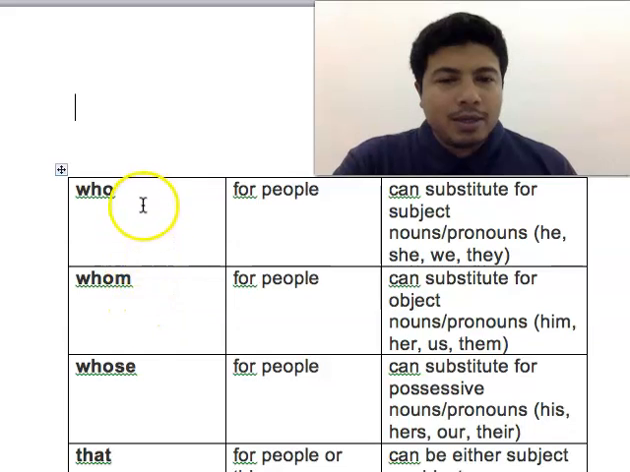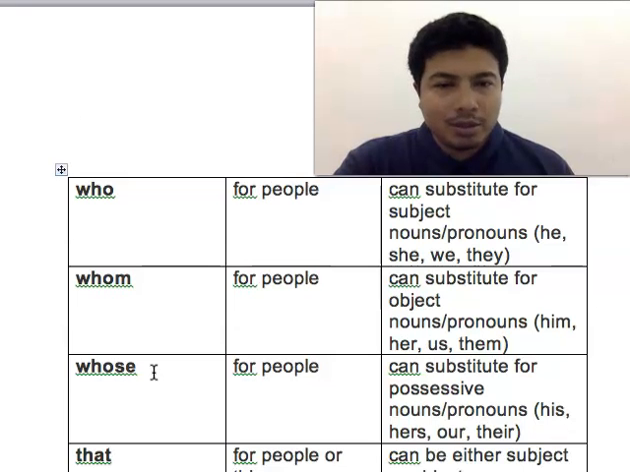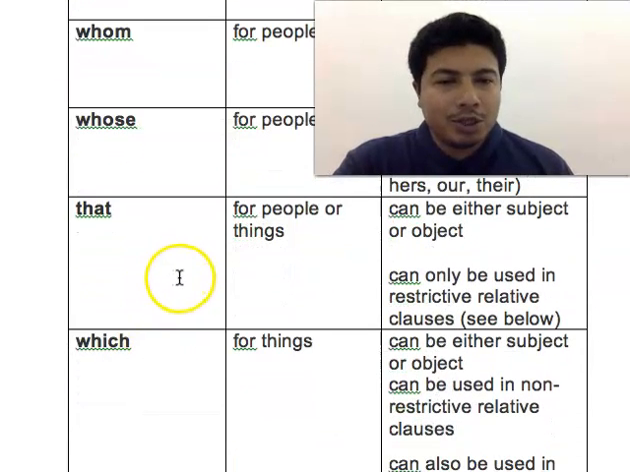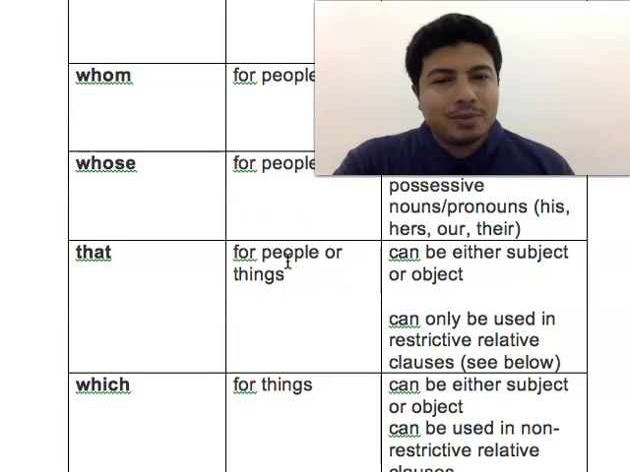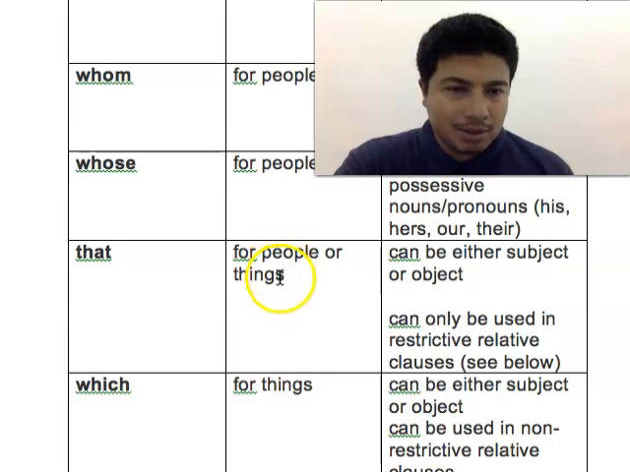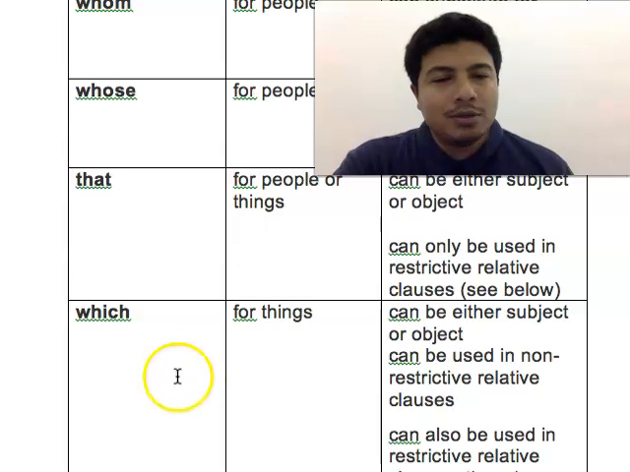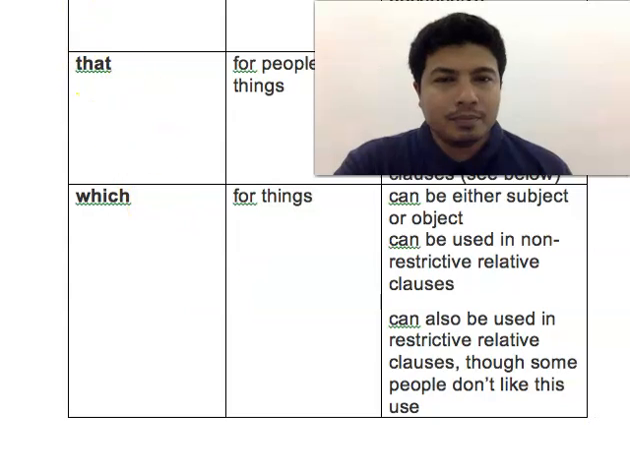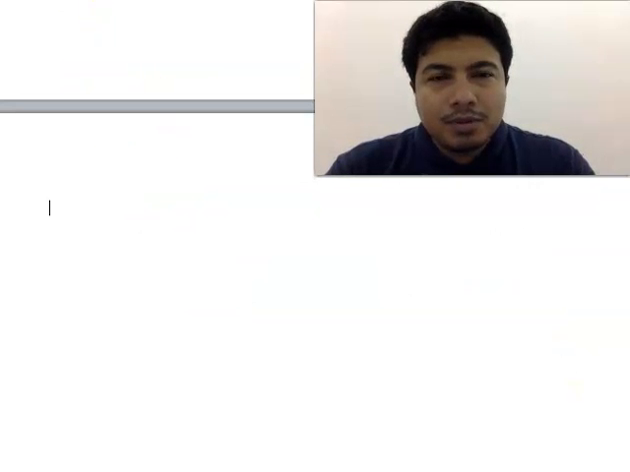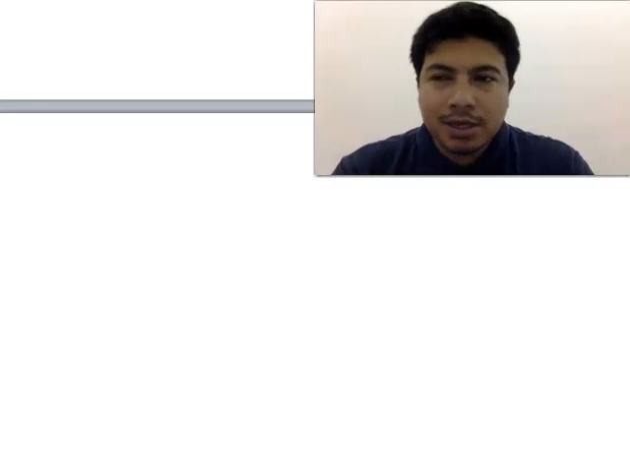We'll take a look at examples of these relative pronouns in detail shortly, and then we have that and which. That can be used for people or things. Who, whom, and whose are exactly for replacing people, but that can be used to replace people or things, and which is used to replace things only. Let us take a look at a few examples of the relative pronouns or adjective clauses.